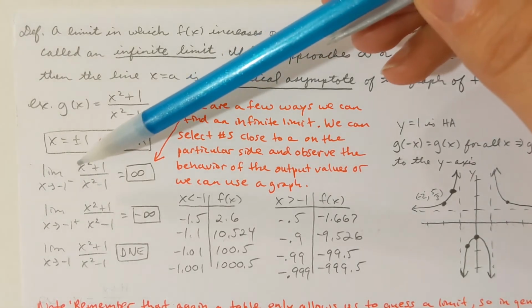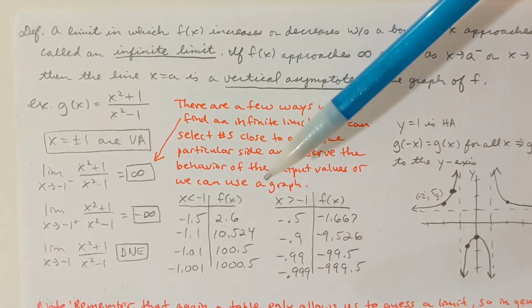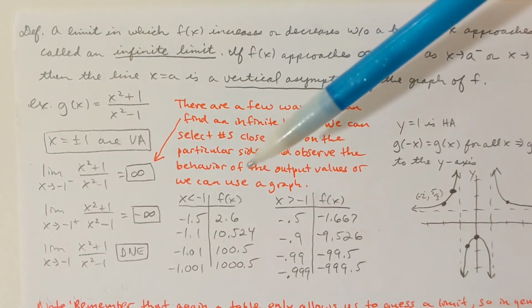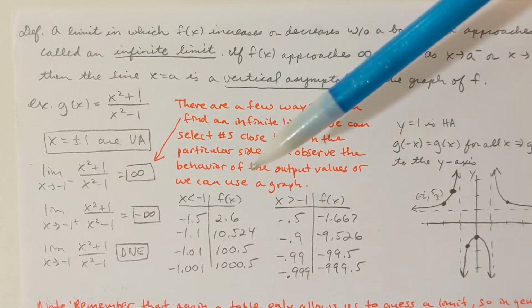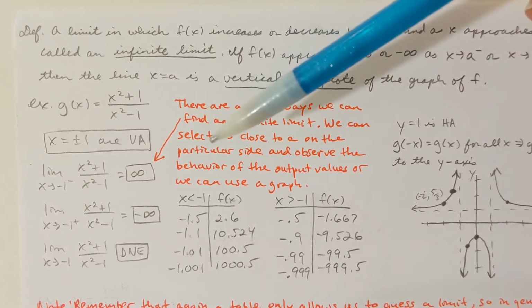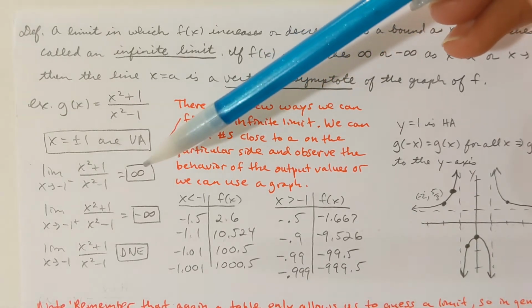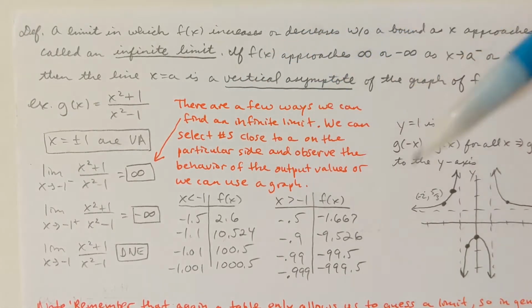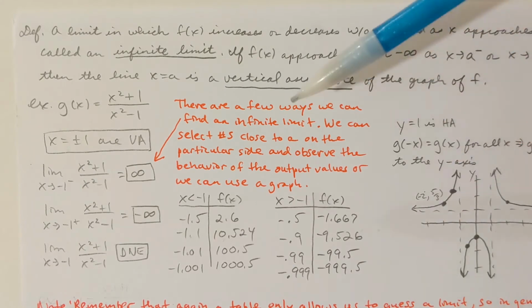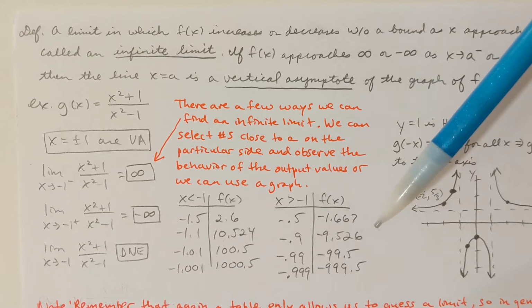Now, what if I wanted to find the limit as x approaches negative 1 from the left? So knowing that I've got a vertical asymptote at x equal negative 1, and I'm only on one side, I can know right away that the value of this limit is going to be either infinity or negative infinity. I just got to figure out which one. There's a couple of different ways that I could figure this out. One option would be to use a table.